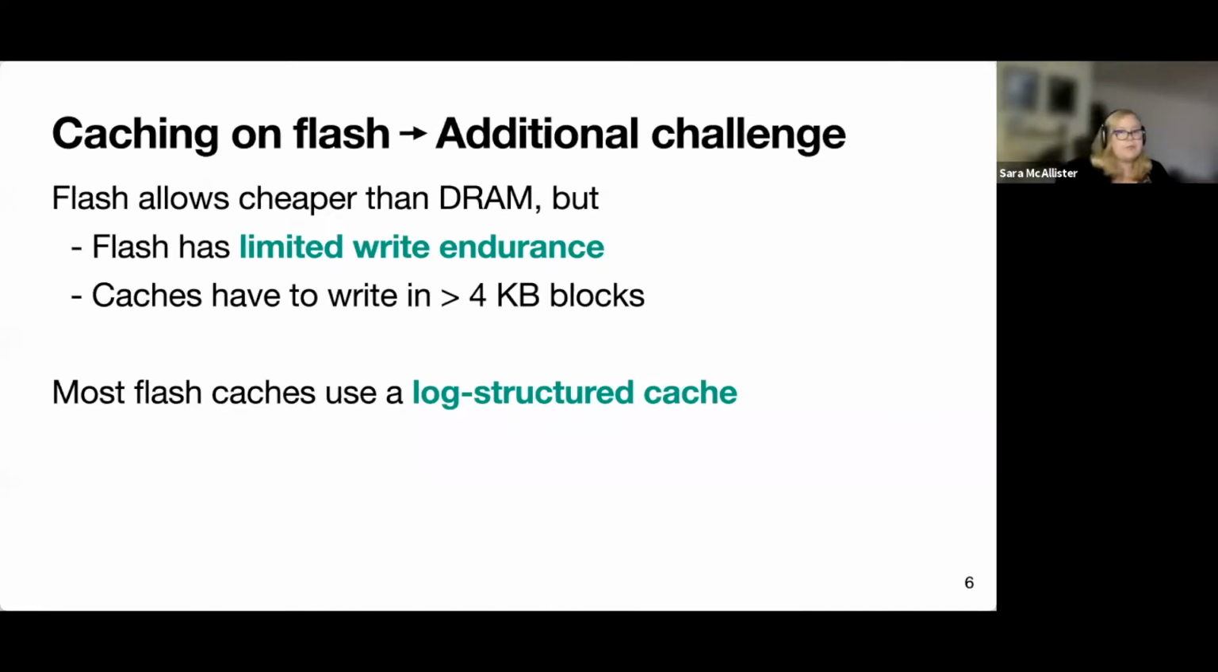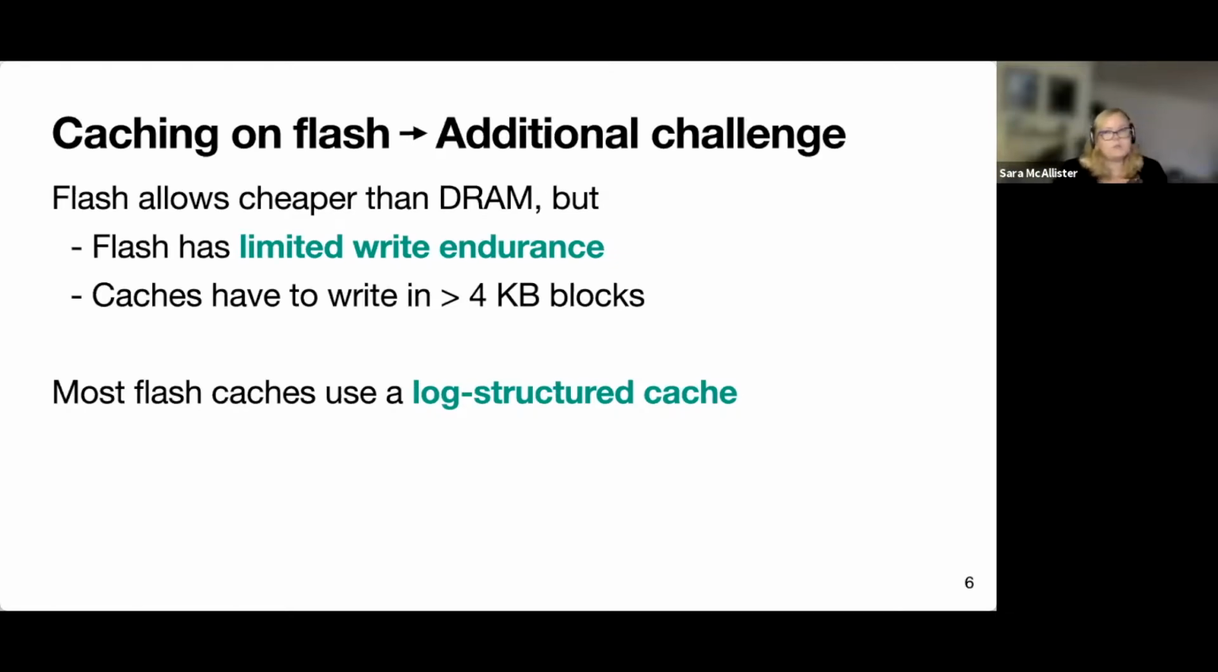Flash allows us to have cheaper caches, but Flash devices also have the problem of limited write endurance. There's only so many times you can write data to Flash before that Flash device will wear out and no longer work. And since caches are constantly changing what data is in the cache, this write endurance becomes a really significant factor that we have to take into account when building caches. In addition, Flash caches have to write in at least 4 kilobyte blocks, because this is the minimum read-write granularity of a Flash device. And this write granularity is bigger than the objects that we're actually looking at.